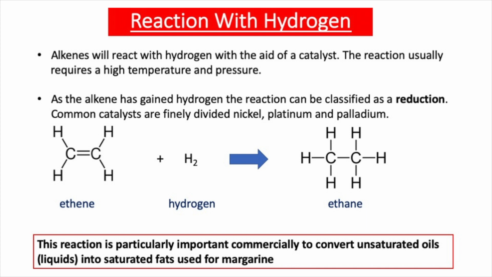Now this reaction is particularly important commercially in the margarine industry because unsaturated oils, which contain lots of double bonds, are saturated by adding hydrogen to make saturated fat, which is a main constituent of margarine.